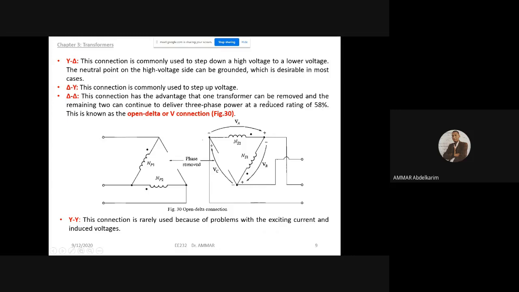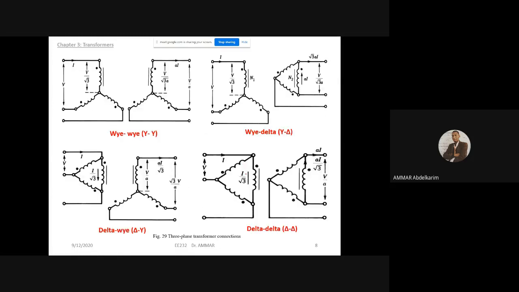Delta-delta connection, this connection has the advantage that 1 transformer can be removed and the remaining 2 can continue to deliver 3-phase power at a reduced rate of 58%. This is known as open delta connection.